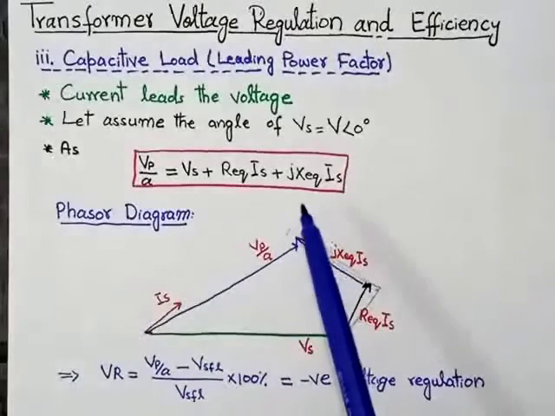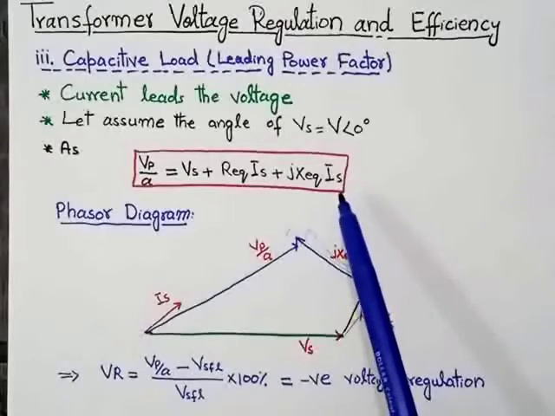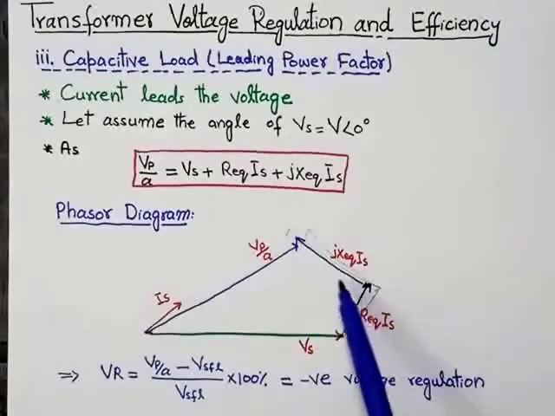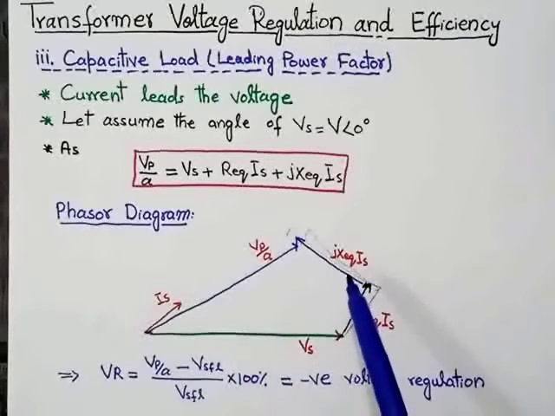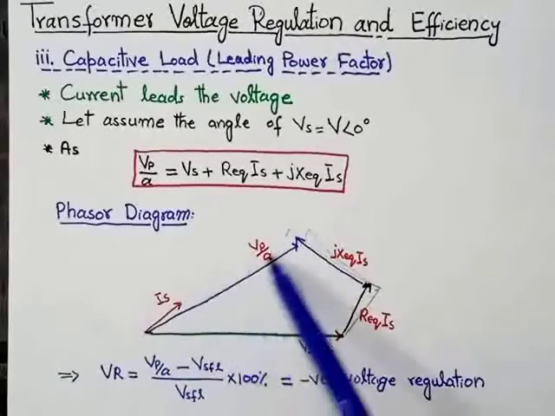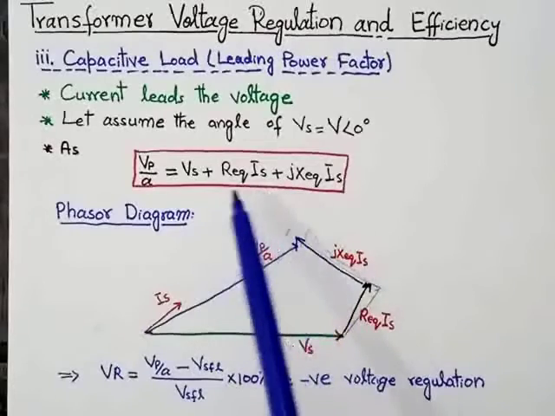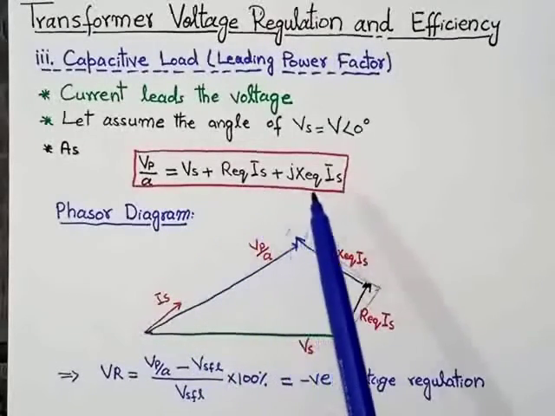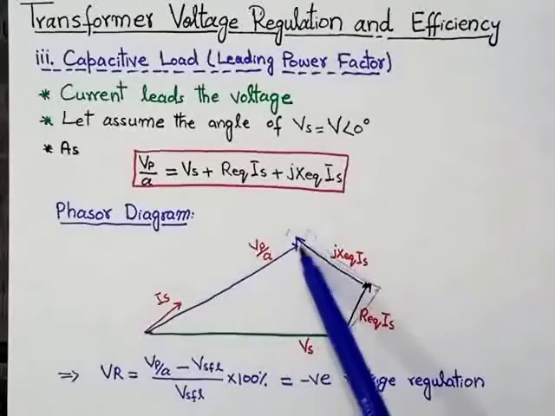So the third parameter is Jx equivalent into Is. The angle of the current is positive and J means 90 degree, so we will add 90 degree here. So this is the vector of Jx equivalent into Is. So this is the resulting Vp over A, that is the sum of Vs plus R equivalent Is plus Jx equivalent Is, which is Vp over A. So this is the Vp over A.